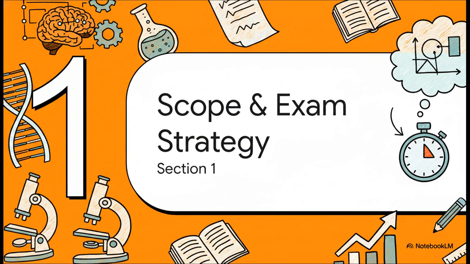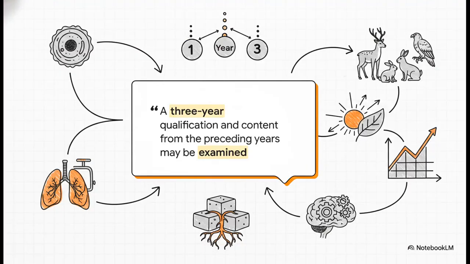Okay, Section 1, Scope and Exam Strategy. Let's kick things off with a pretty sobering reality check directly from the 2023 Diagnostic Report. So the absolutely crucial point here is that grade 12 life sciences does not exist in a vacuum. It's a 3-year qualification. That means topics from grades 10 and 11, like homeostasis, cell structure, photosynthesis, and population ecology, are entirely fair game. They can, and honestly, they will, be examined within the context of your grade 12 curriculum. You simply can't afford to leave that foundation behind.